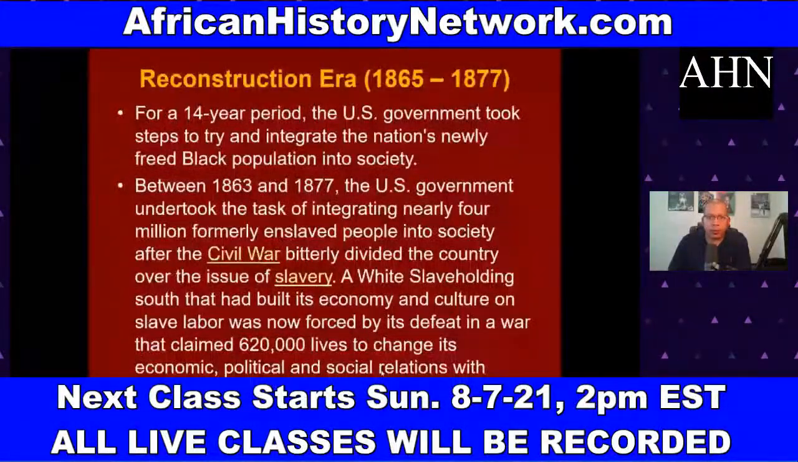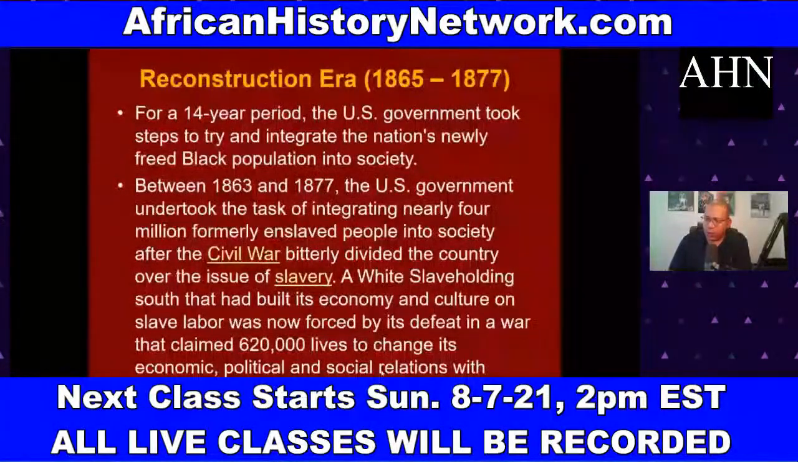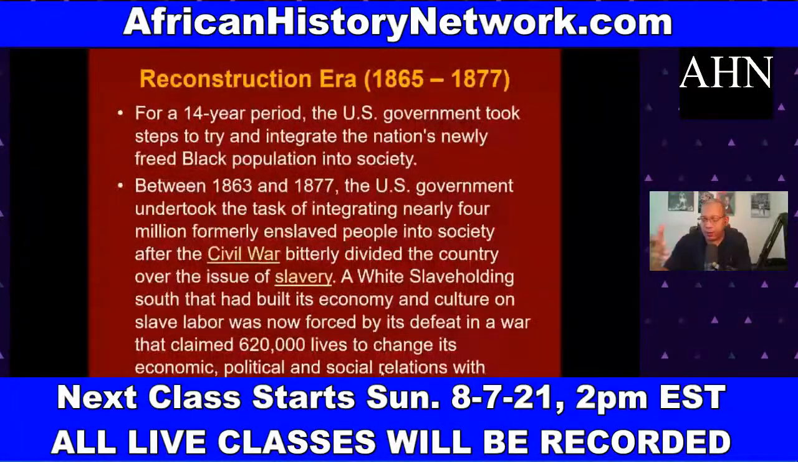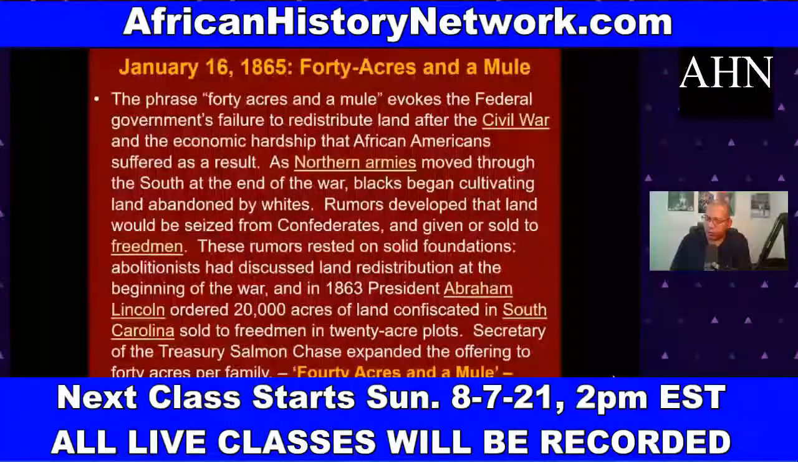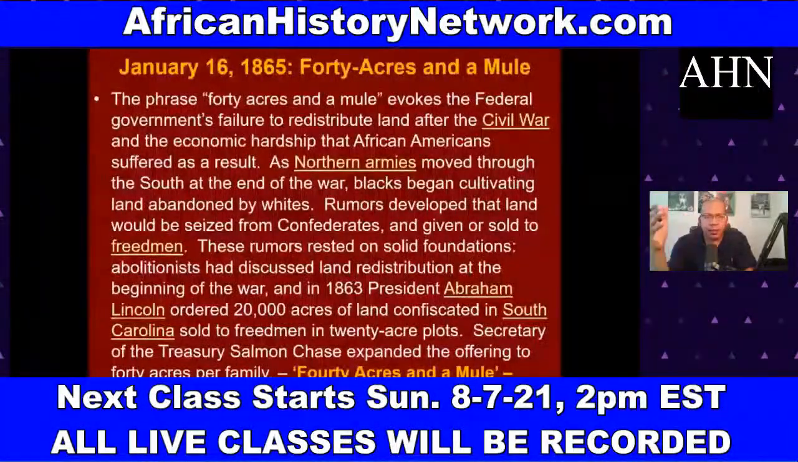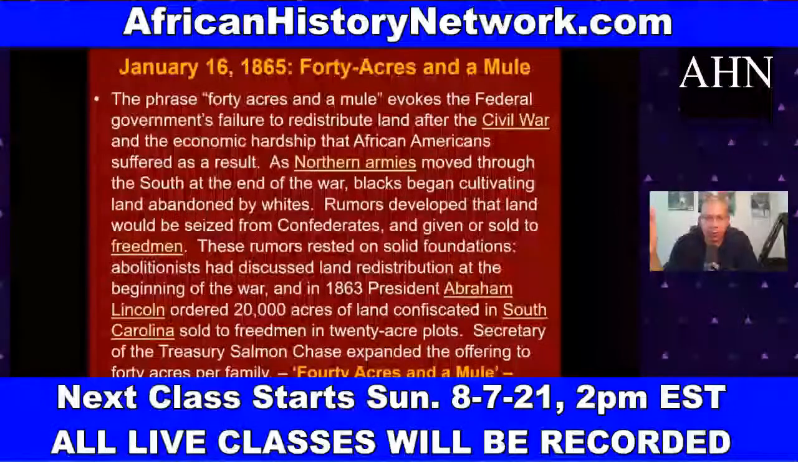So we deal with 40 Acres and a Mule, Special Field Order number 15, which is important to understand. And it's important to understand that this did not apply to all of the land in the South. It was 400,000 acres of coastal land in South Carolina, Georgia, and Florida. And it was broken up into plots of up to 40 acres per plot. And it's going to be divided amongst about 40,000 African-American families.